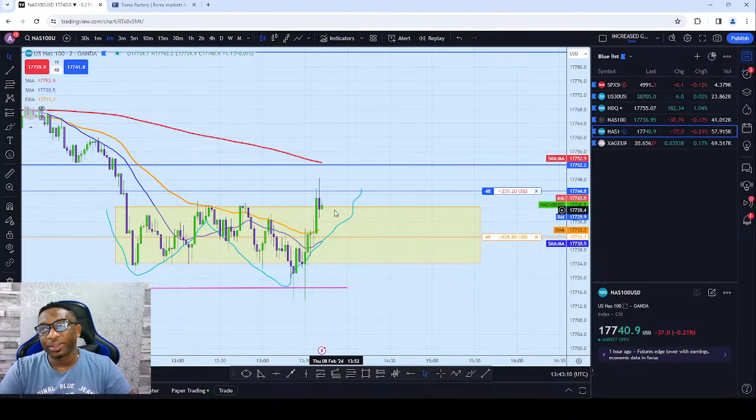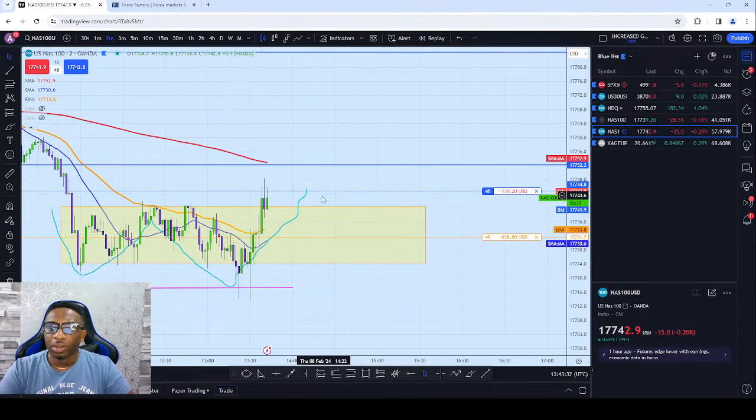So all that I think it is doing now is trying to test this area of resistance. It's now an area of support, so it's coming back to test it as a support. I believe that is what is happening there, unless it proves otherwise. So we'll wait and see what happens. Wicks.